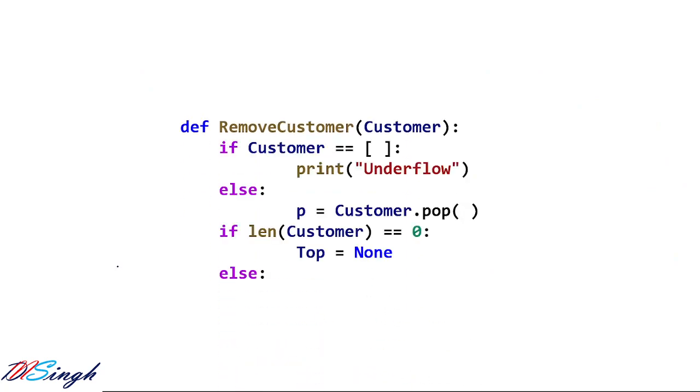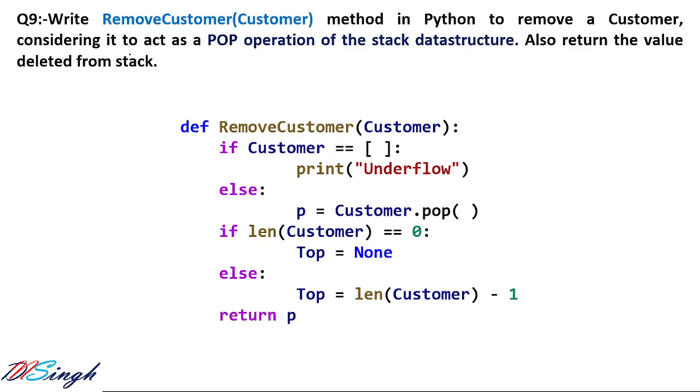And here I have a pointer mistake. Write remove customer function method in Python to remove the customer, considering it is the same question in two parts, considering it to act as pop operation of the stack data structure, also return the value that is deleted.